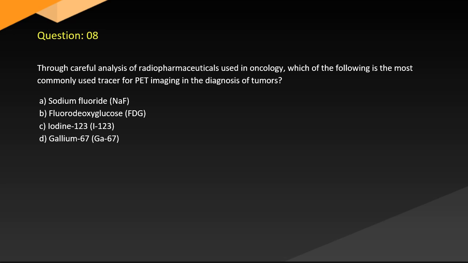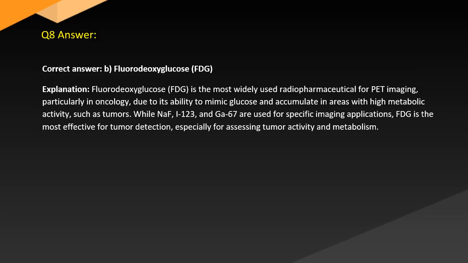Question 8. Through careful analysis of radiopharmaceuticals used in oncology, which of the following is the most commonly used tracer for PET imaging in the diagnosis of tumors? A. Sodium fluoride, NaF. B. Fluorodeoxyglucose, FDG. C. Iodine-123, I-123. D. Gallium-67, Ga-67.